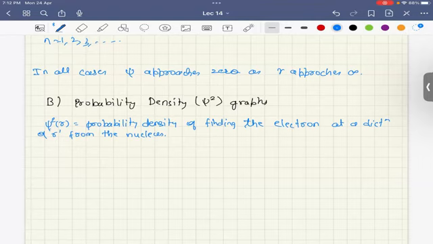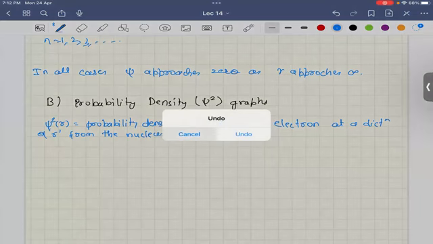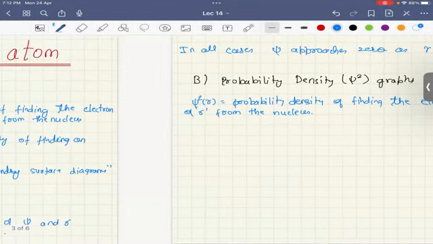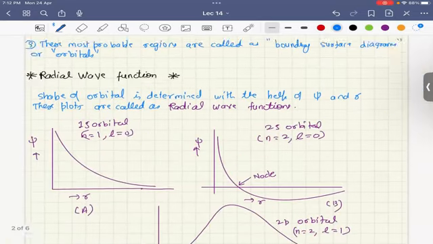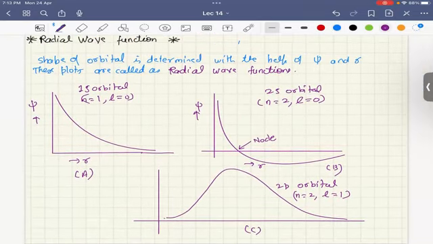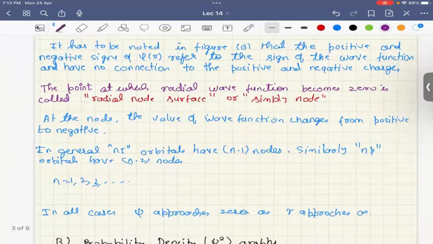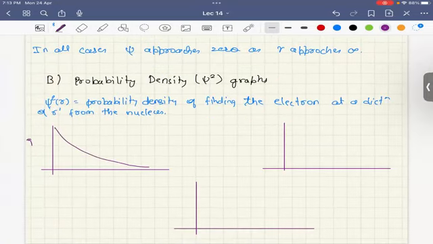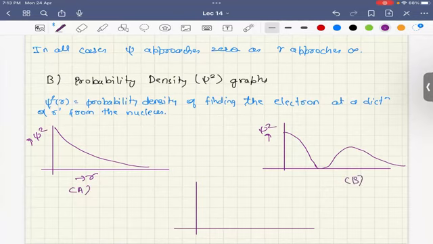The psi square plot for the figures which we have seen in the previous class. So this is the psi versus r. Now we are going to plot the same for psi square versus r. This is going to be like this. This is psi square versus r. This is figure A, figure B, figure C. This is r, this is psi square, and this is going to be the node.